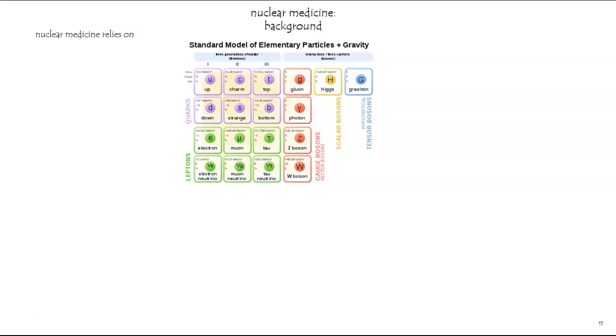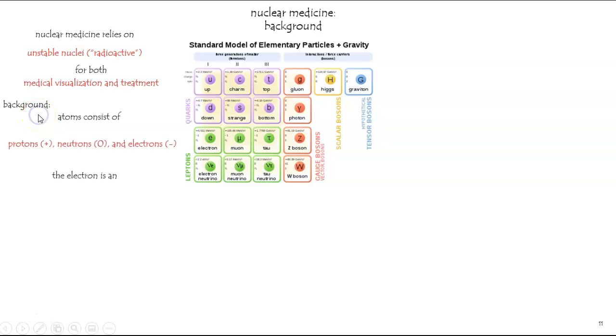So nuclear medicine, in order to perform it, you're going to need unstable nuclei. These can lead to either detection or they can be used themselves as an energetic substance. So we use them for medical visualization as well as treatment. And let's begin with just a basic understanding of the atom.